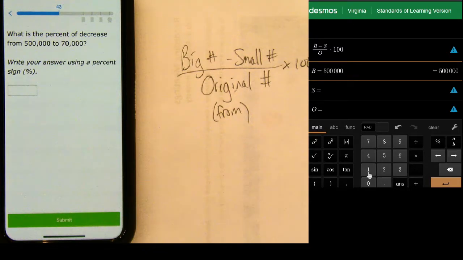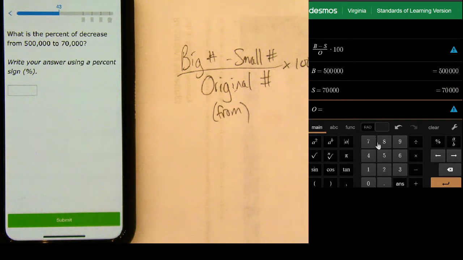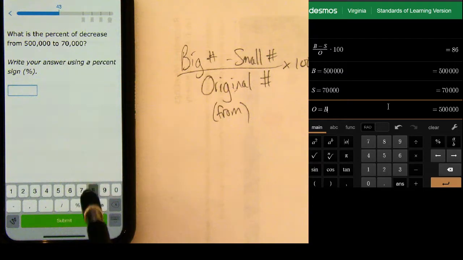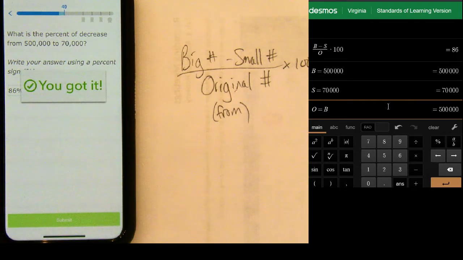500,000. Again, we have 5 zeros, and we have 70,000. 4 zeros. And our original is going to be equal to, I'm going to save some time here, I'm going to say this is equal to B. So again, if you wanted to, you can change the original number to B or S, whatever works best for you. And so we're going to say for this, it's going to be 86%. So I need to say 86%. Hit submit, and we are good.